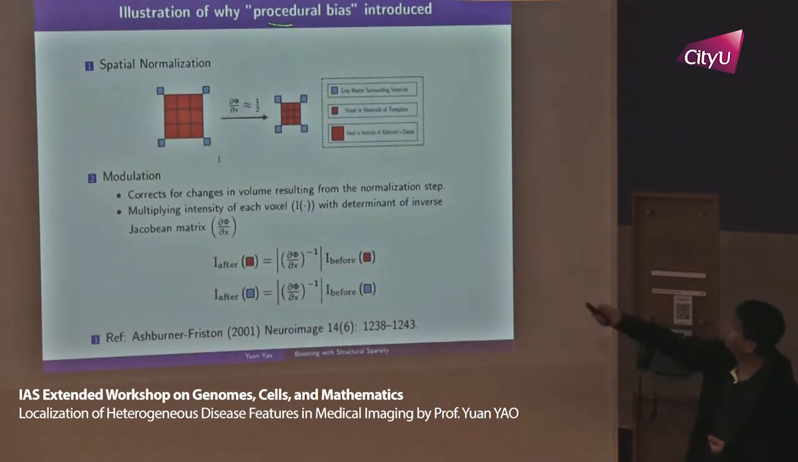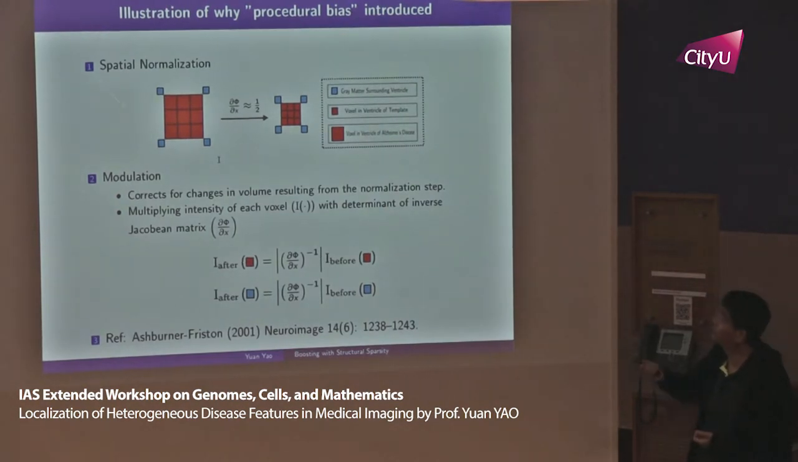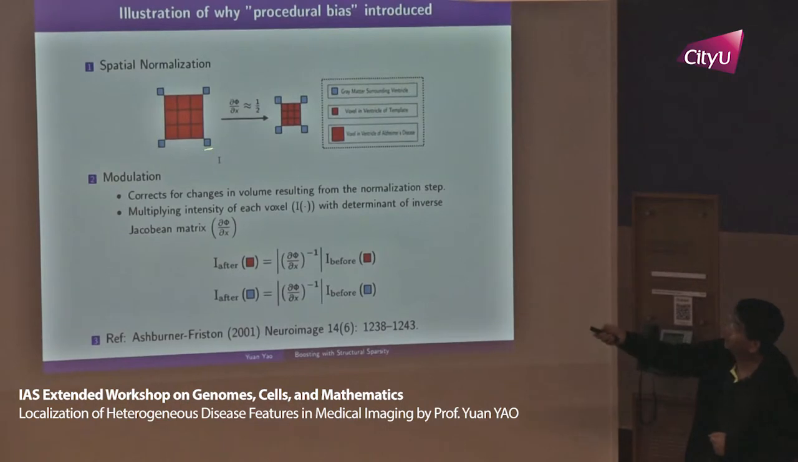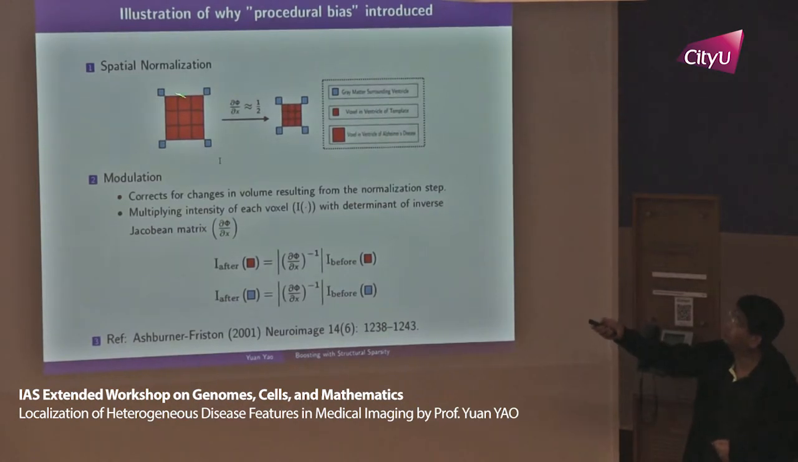So how might this procedure bias be introduced in the pre-processing? Here is a cartoonic illustration. Usually when we do neural image analysis, because different people have different sizes and shapes of the brain, we have to do a pre-processing step to map everyone's brain to a standard brain, which we call a template brain, in a registration process. In this registration process, if you have a bigger volume, you have to map it to a standard volume. So for example, if there is a voxel in the ventricle, and you want to map it to a standard template which is smaller, then you map this area.